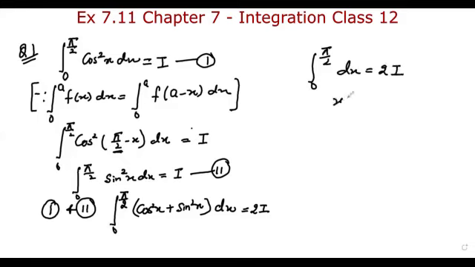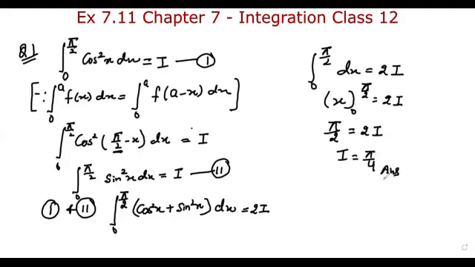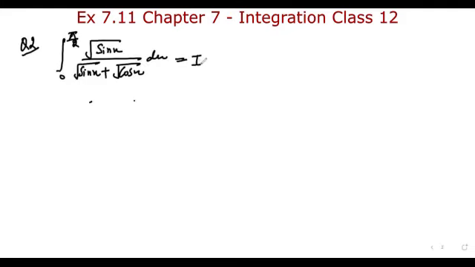Integral of dx is x, putting the limit 0 to pi by 2, and this is equal to twice of I. So it will be pi by 2 minus 0, that means pi by 2 is equal to twice of I. So I is equal to pi upon 4. This is our answer.